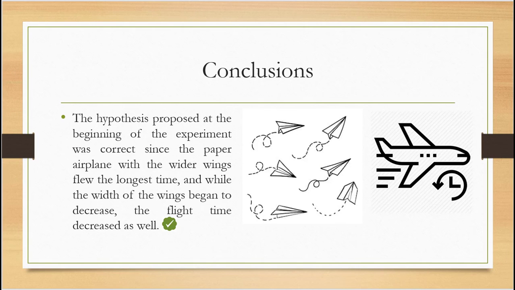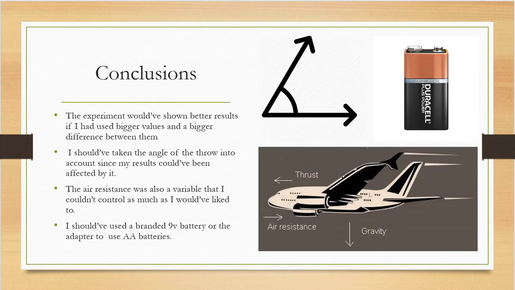After analyzing the results of the experiment, I can say that the hypothesis proposed at the beginning of the experiment was correct, since the paper airplane with the wider wings flew the longest time, and while the width of the wings began to decrease, the flight time decreased as well. And what could have gone better?